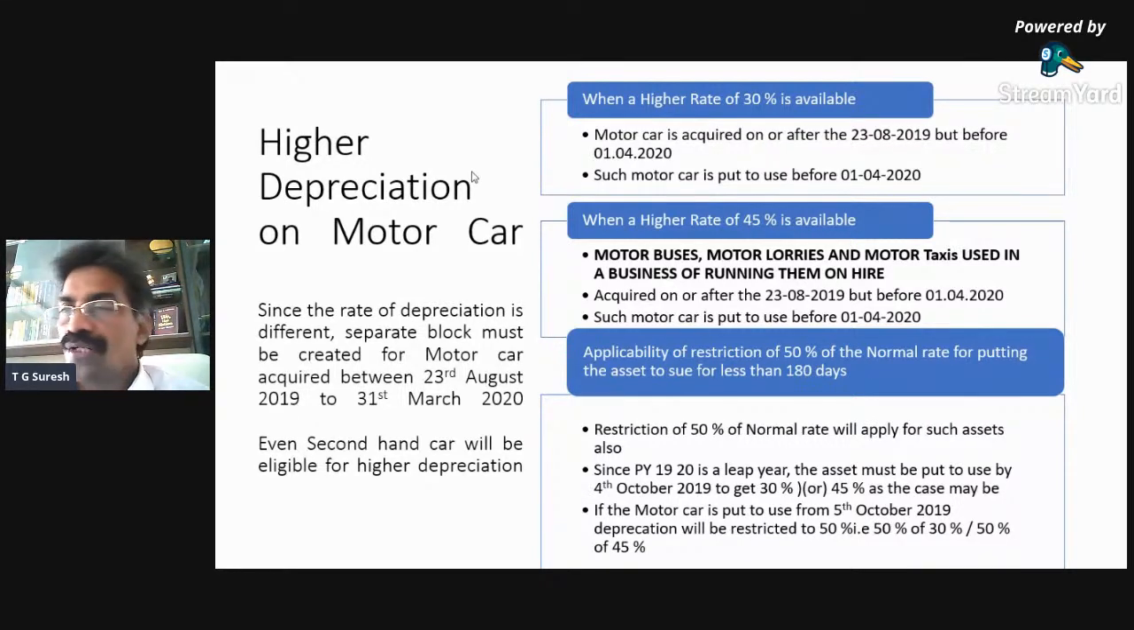So all of us know motor car will get 15% depreciation. And if the motor car is used in the business of running it on hire, then you will get 30% depreciation. So the automobile sector has been pushing for some kind of a concession. They want the GST to be cut. They want a scrappage policy to be followed. They also wanted higher depreciation.